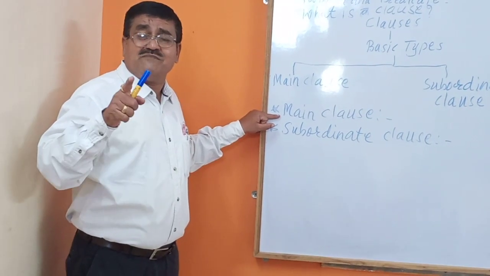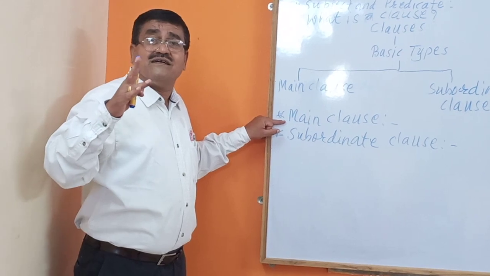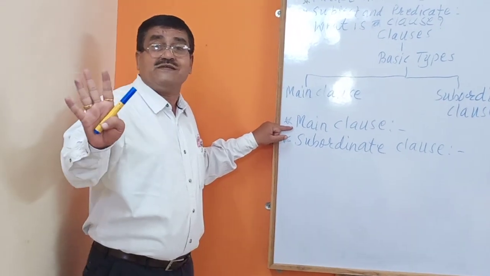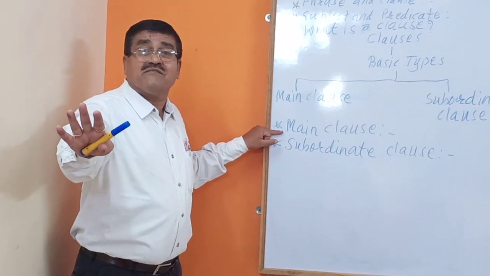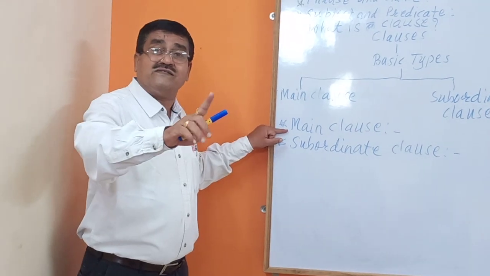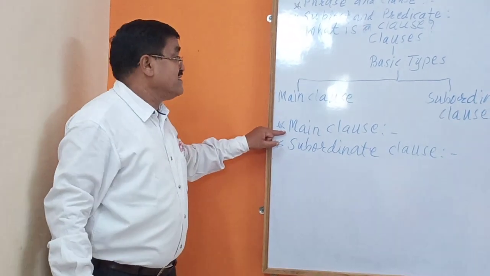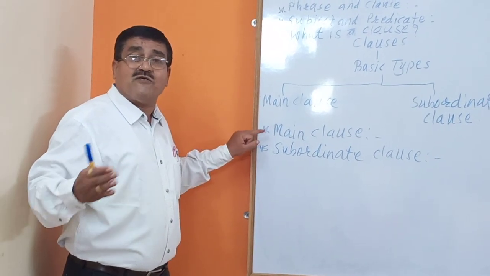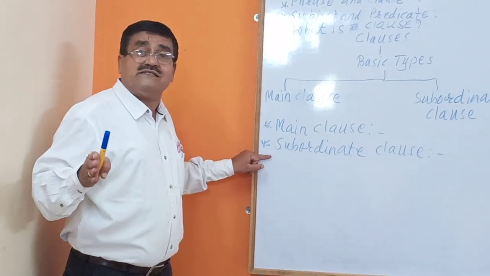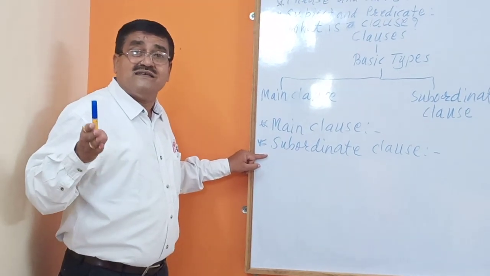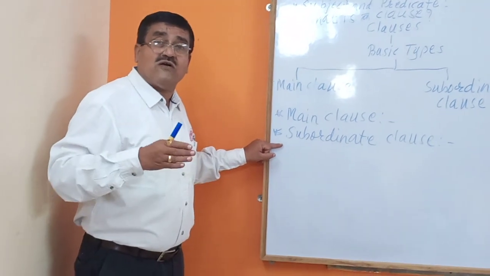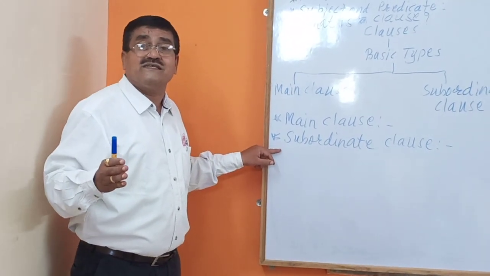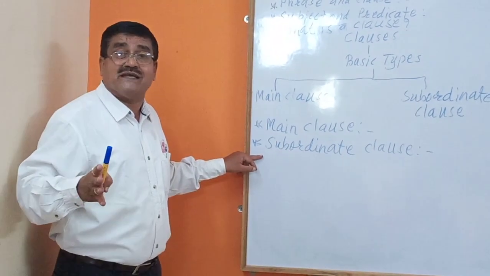The main clause in a complex or compound sentence can make complete sense on its own. Let me tell you, brothers and sisters, a subordinate clause exists only in a complex sentence. In compound sentence, there are only main clauses. But in a complex sentence, there is a main clause and one or many subordinate clauses. Main clause is the clause which can make a complete sense on its own. And subordinate clause cannot make complete sense on its own. It has to depend upon the main clause for the completion of the meaning. That is, without the main clause, the subordinate clause cannot make a complete sense.